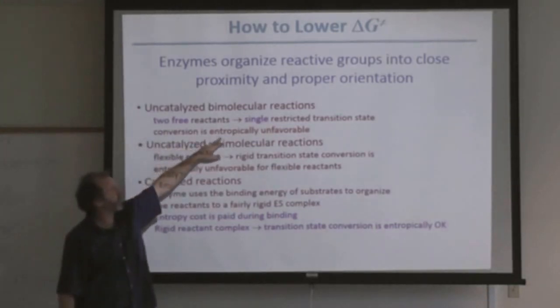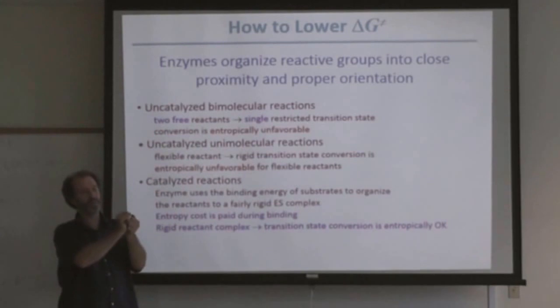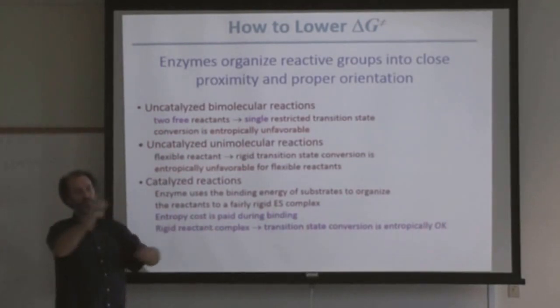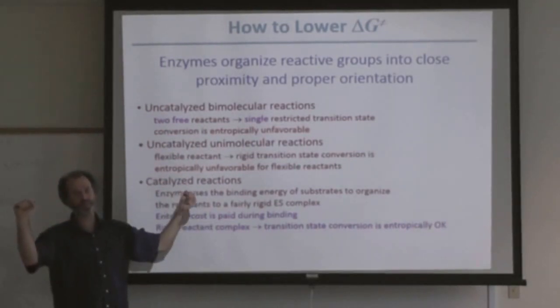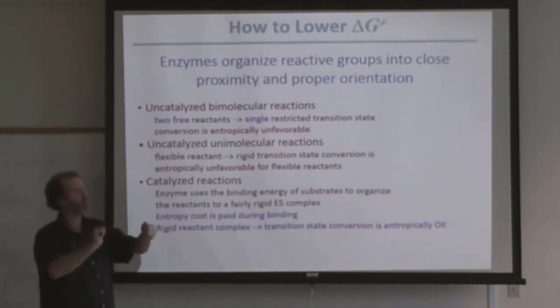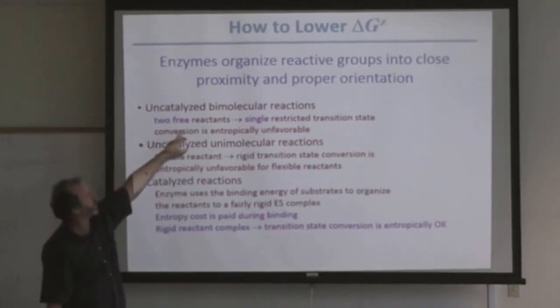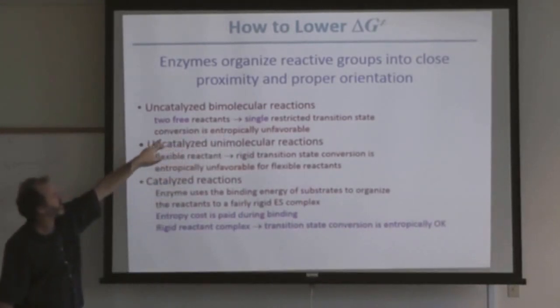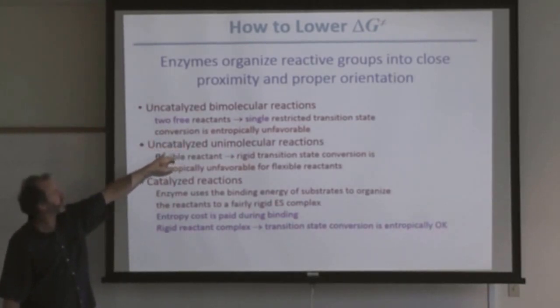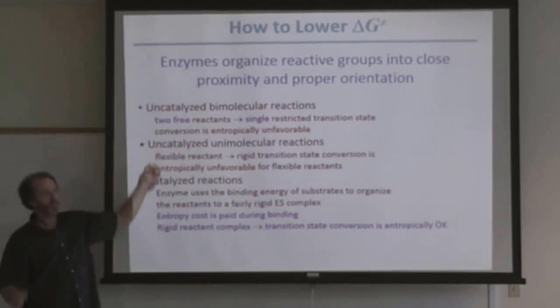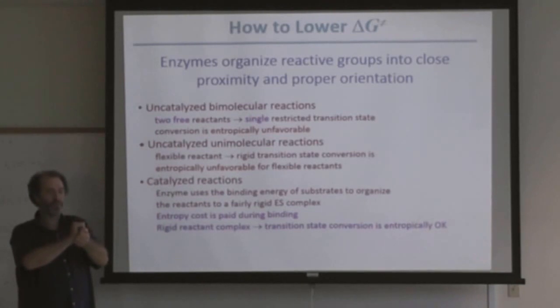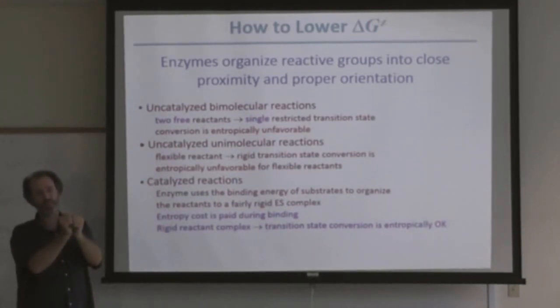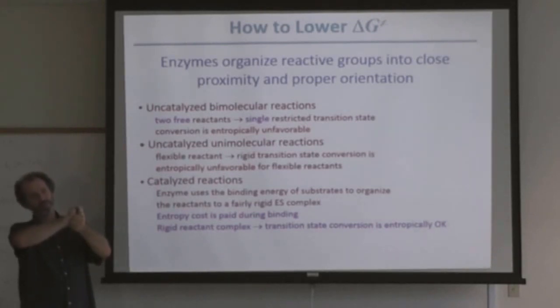This is entropically unfavored. You've got to put a lot of energy into it, so two molecules will have enough kinetic energy that they'll collide at just the right angle. Two free reactants, single restricted transition state conversion is entropically unfavorable. So an enzyme is going to help bring these two together. It in effect increases the concentration and assures that they're going to be in the right orientation based on the specificity of the binding site of that enzyme.